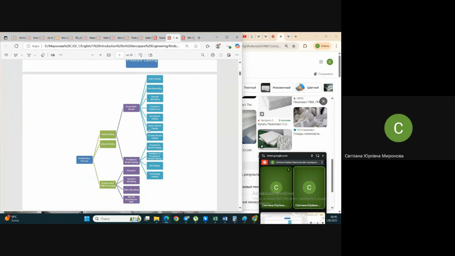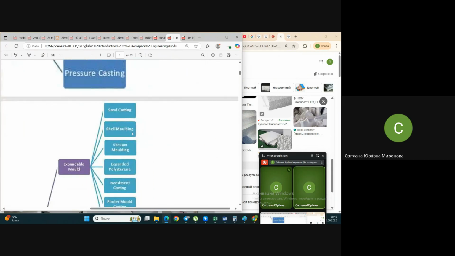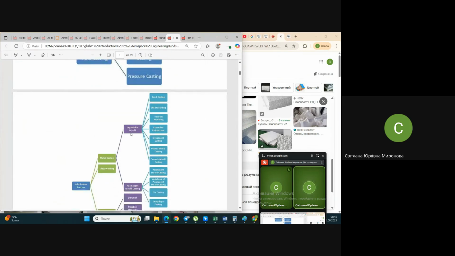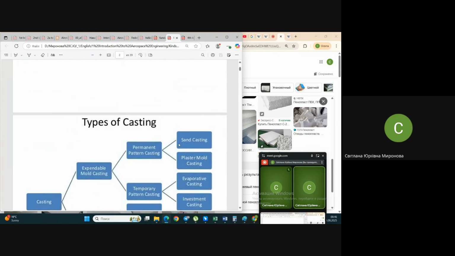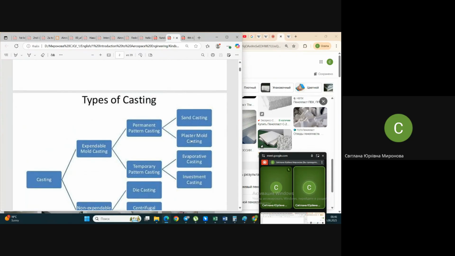One more way is called shell molding. What is it about? Very similar to sand casting. Maybe it's hidden in this classification under the name plaster mold casting.